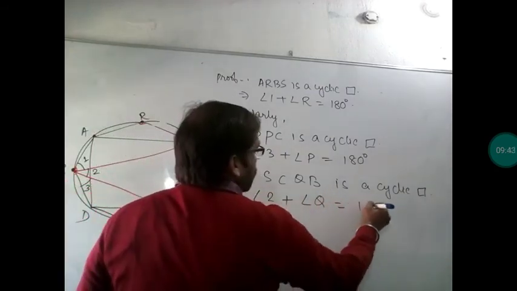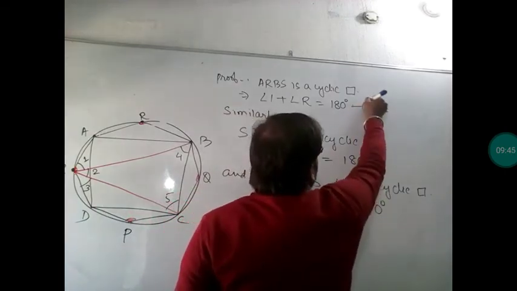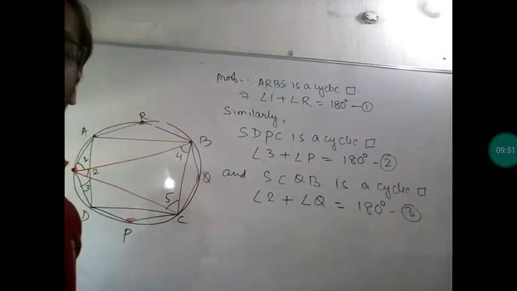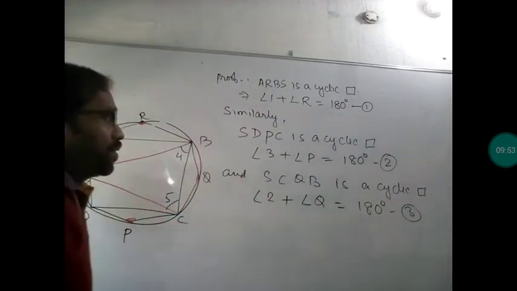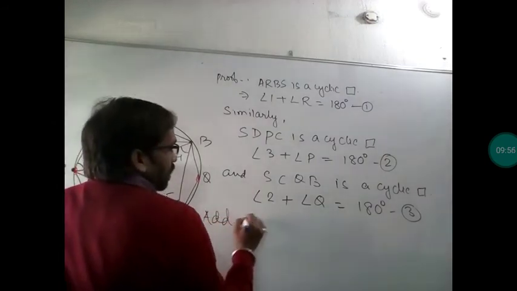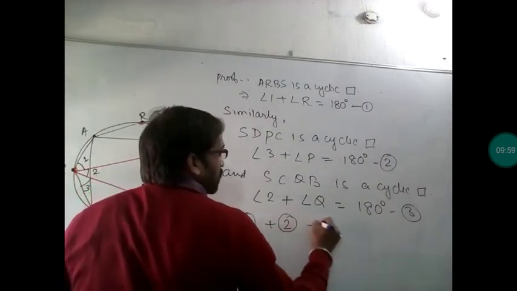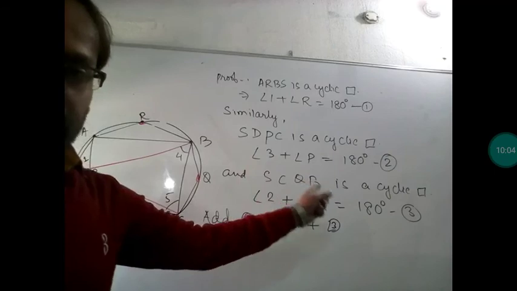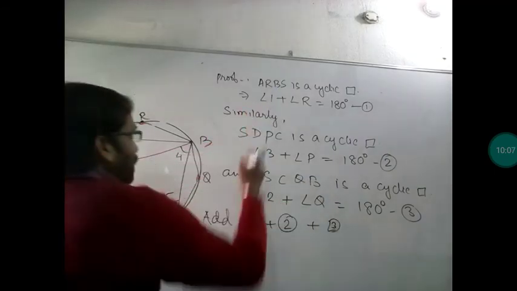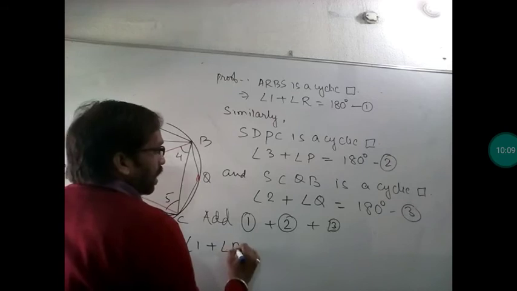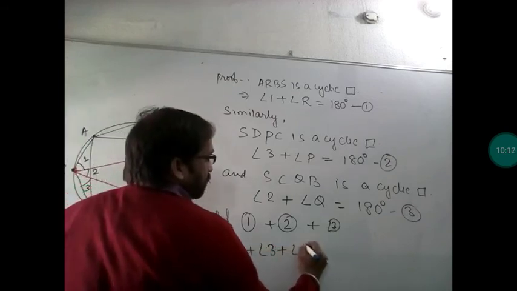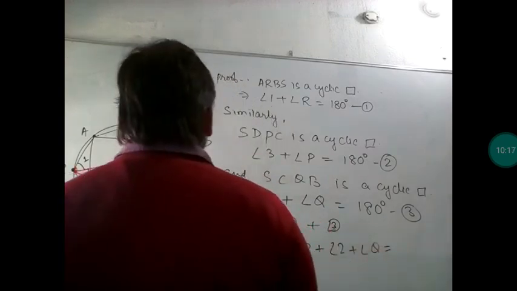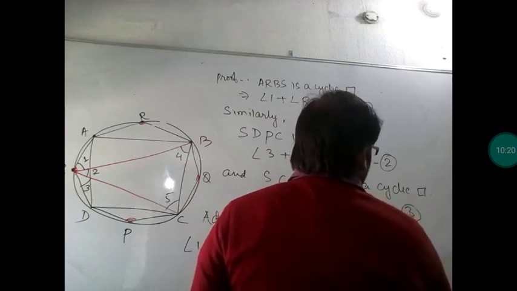These are the 3 equations we have got. In all the equations we have 180 degrees. That means if I add 1, 2 and 3, I will get 540 degrees. One thing I am very sure of, so we will go with that method. So what will happen if I add 1, 2 and 3? Angle 1 plus angle R, that is in equation 1. Angle 3 plus angle P, that is in equation 2. Then angle 2 plus angle Q, that is in equation 3, is equal to 180 plus 180 plus 180. 3 times 180.